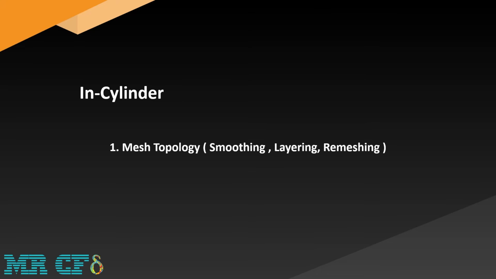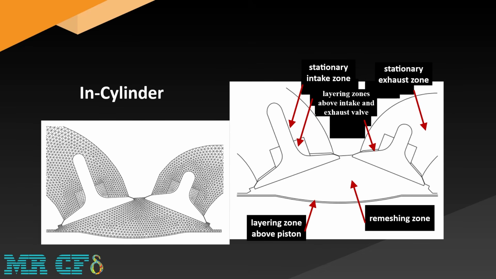When we create the mesh for the in-cylinder model, we need to consider different areas of the mesh that we can define as moving, deforming, or stationary areas, and these areas of the mesh are created with the appropriate cell shape. As you can see in this figure, the image on the right side shows the mesh topology with the different mesh areas within the model, and the image on the left side shows the volumetric mesh associated with those mesh areas.